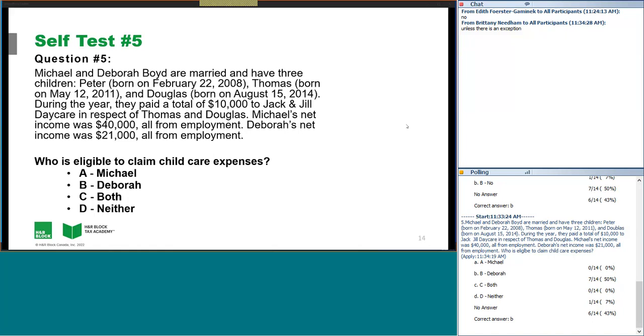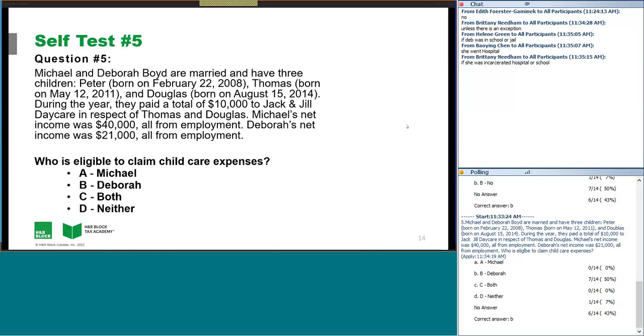What kinds of things would make it possible for Michael to claim the child care? What would have to happen to allow Michael to claim the child care? Come up with some examples in the chat window if you can. If Deborah was in school or in jail or in hospital or incapacitated in some manner for at least 2 weeks. Excellent. Those are the things we're looking for. So that would count. Everything else not.